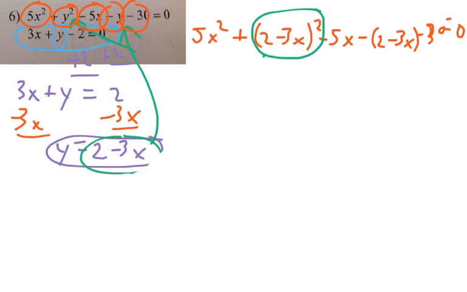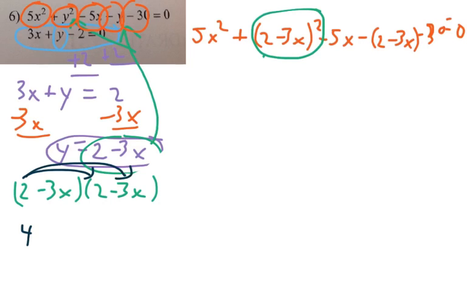So if I have 2 minus 3x squared, isn't that 2 minus 3x times 2 minus 3x? And so 2 times 2 is 4. 2 times minus 3x is minus 6x. Negative 3x times 2 is negative 6x. And negative 3x times negative 3x is plus 9x squared.